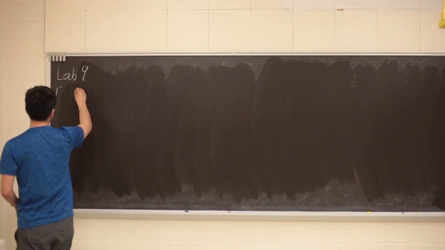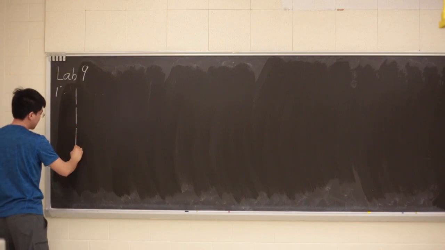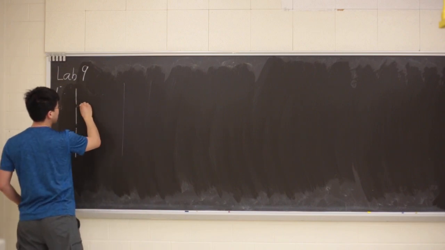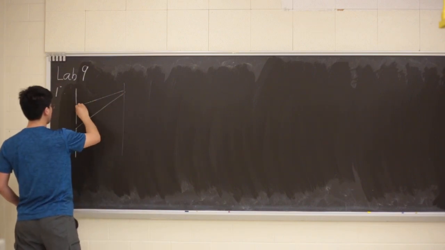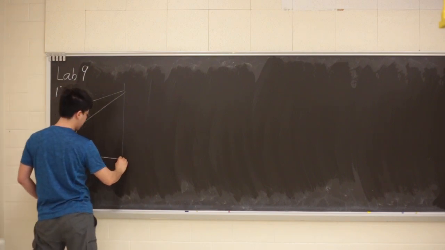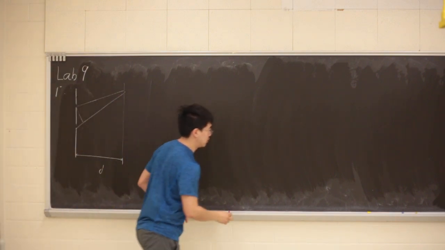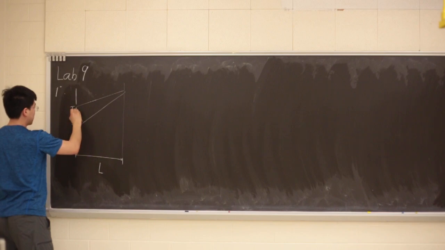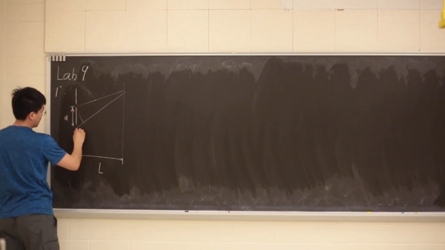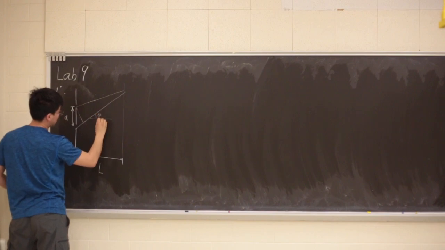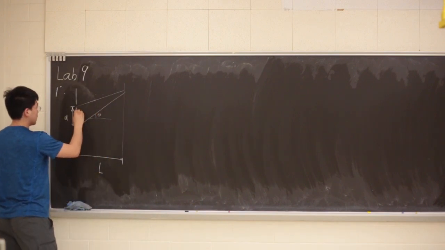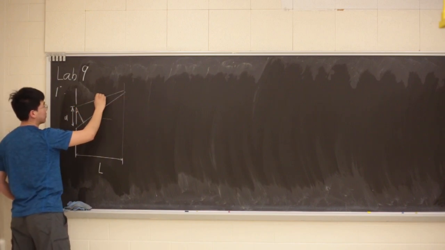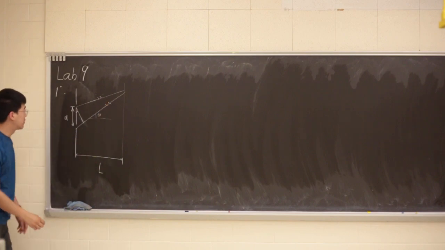What we have is, let's first discuss a double slit. We have a distance L. The distance between the two slits is d, and the angle is theta. So you can construct a triangle such that those two edges have the same length.